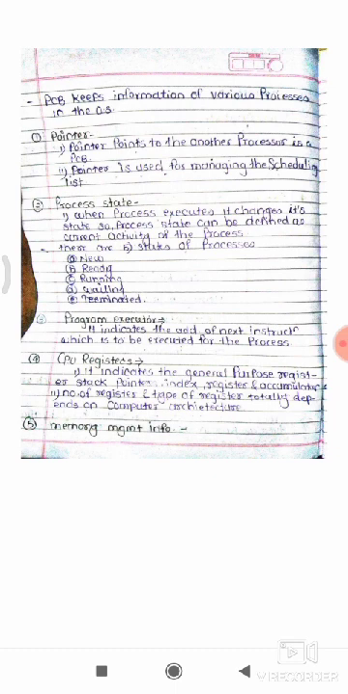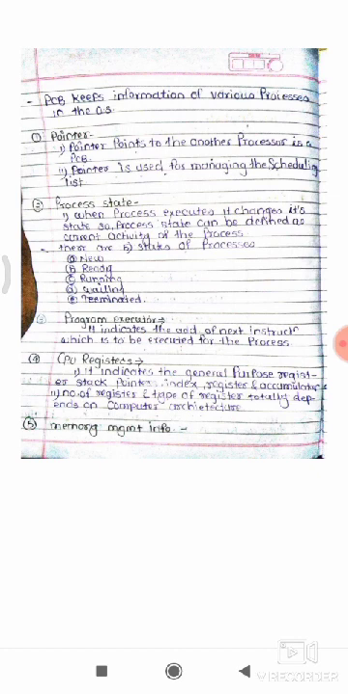After that, the next point, process state. As we know, when a process executes, it changes its state. So process state can be defined as the current activity of that process, and process states can be categorized into 5 types. We already saw them in the previous point: new, ready, running, waiting, and terminated.